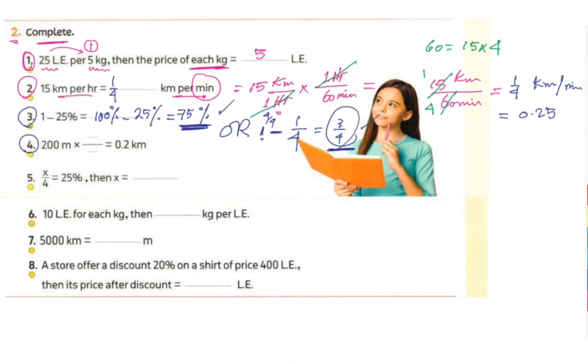Next, 4: 200 meters times a conversion factor equals 2/10 kilometer. That's easy. I convert from meters to kilometers. Here we have 1 kilometer equals 1000 meters. Now I will write it as 1 kilometer over 1000 meters, or 1000 meters over 1 kilometer. Which one?